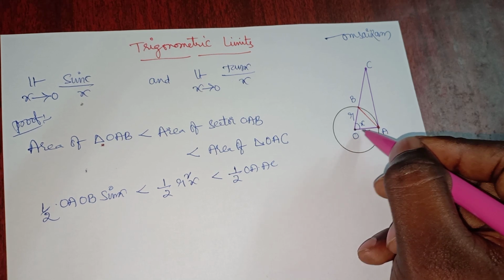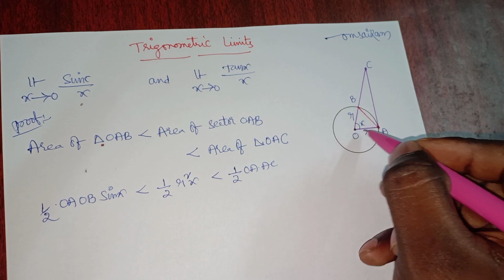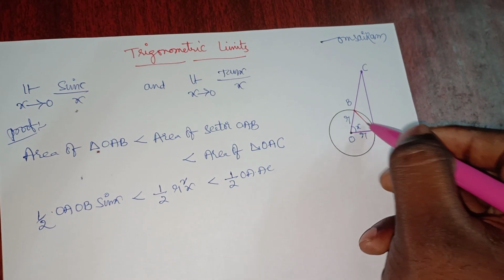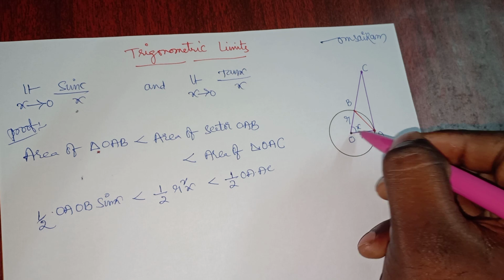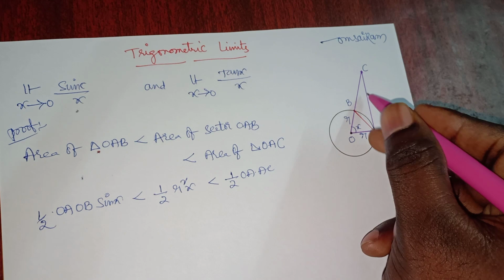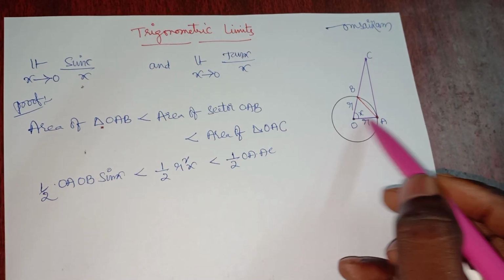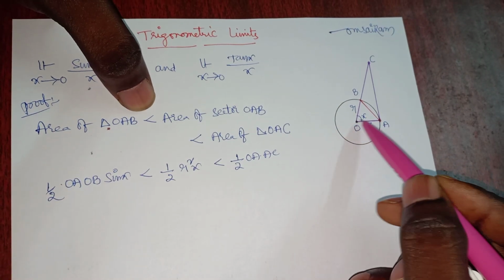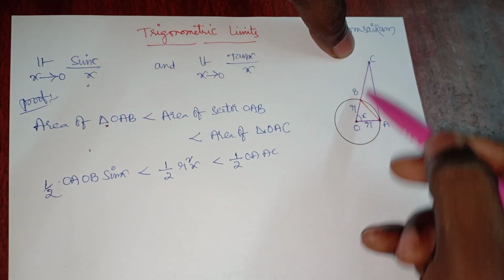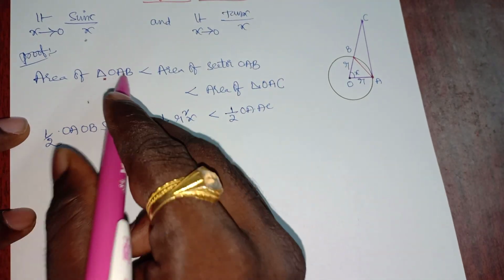One is a triangle OAB, the sector OAB, and finally the right angle triangle OAC. From this figure, the area of triangle OAB is less than the area of sector OAB, which is less than the area of right angle triangle OAC. That is, what is the area of triangle OAB?